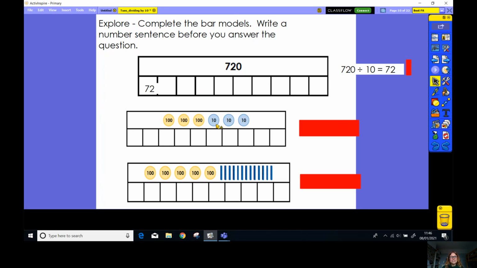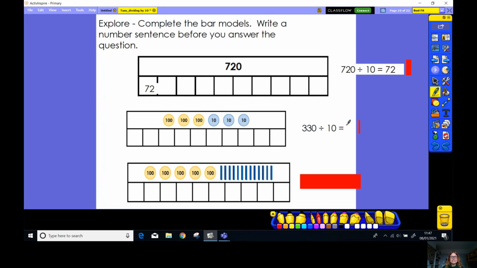Okay, well done. So in this one here, we have a number at the top. We have 330. 330 divided by 1, 2, 3, 4, 5, 6, 7, 8, 9, 10. My number sentence would look like this. 330 divided by 10 is, well, you should know the answer. It is 33.